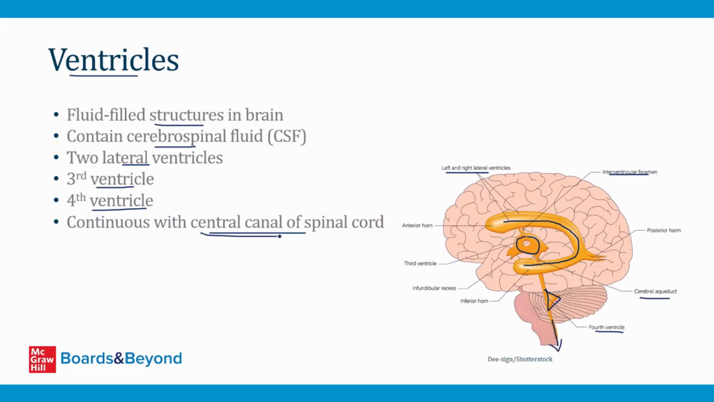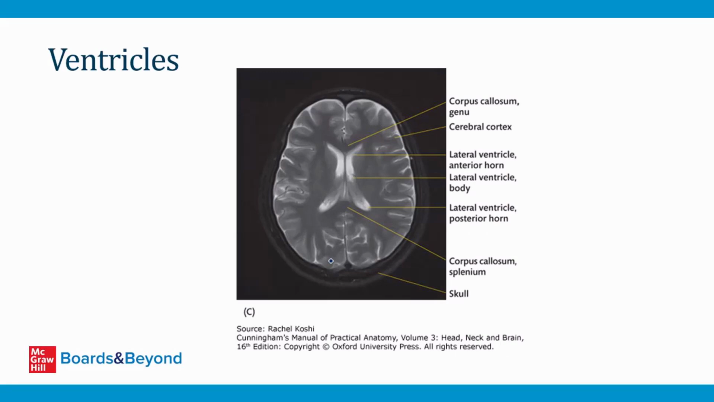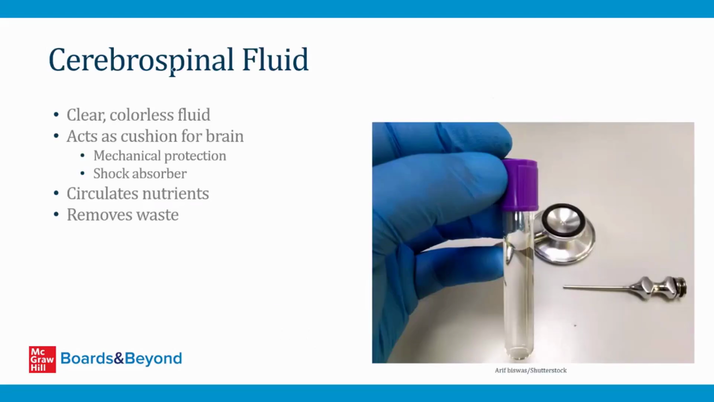And you should be aware that the ventricles are usually fairly easy to identify on images of the brain like CT scans and MRIs. This is an MRI here, and you can see the 2 lateral ventricles very easily right in the middle of the image. Okay, let's talk in a little bit more detail about cerebrospinal fluid.